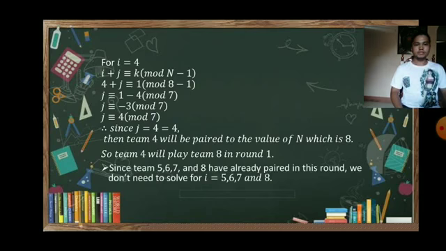Okay, so since teams 5, 6, 7, and 8 have already been paired in this round, we don't need to solve for i equals 5, 6, 7, and 8.